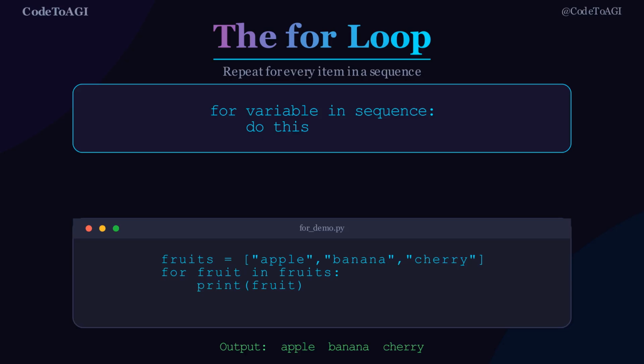Look at the example. We loop over a list of fruits. Each time through the loop, fruit holds the next item. First iteration, fruit is apple. Python prints apple. Second, fruit is banana. Python prints banana. Third, fruit is cherry. Python prints cherry. 3 items in the list, 3 iterations, 3 prints. That is the for loop.